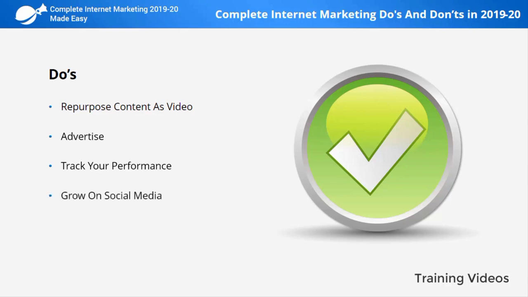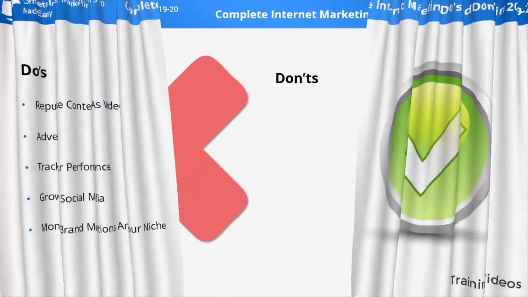Grow on social media. You can use social media for more than company updates or link sharing. Develop your brand identity on all your social channels and nurture your followers to create a solid fan base for your company. Monitor brand mentions and your niche. Pay attention to what people are saying about your brand and other similar brands in your niche on the internet. This will help you to optimize your efforts according to what your audience wants.